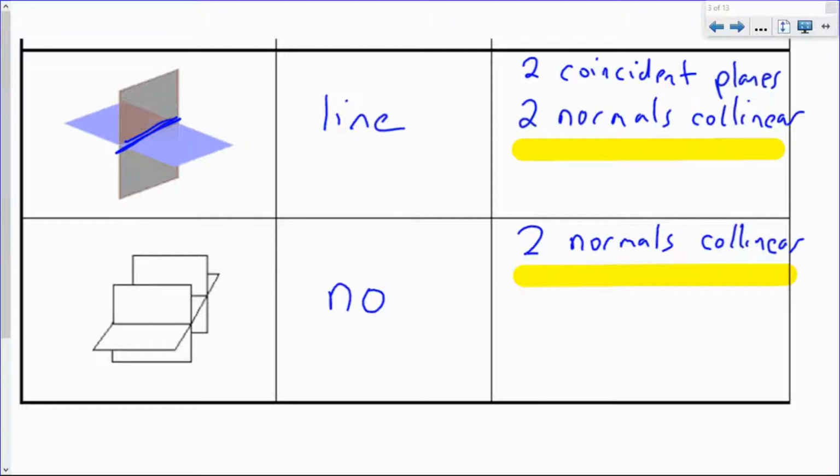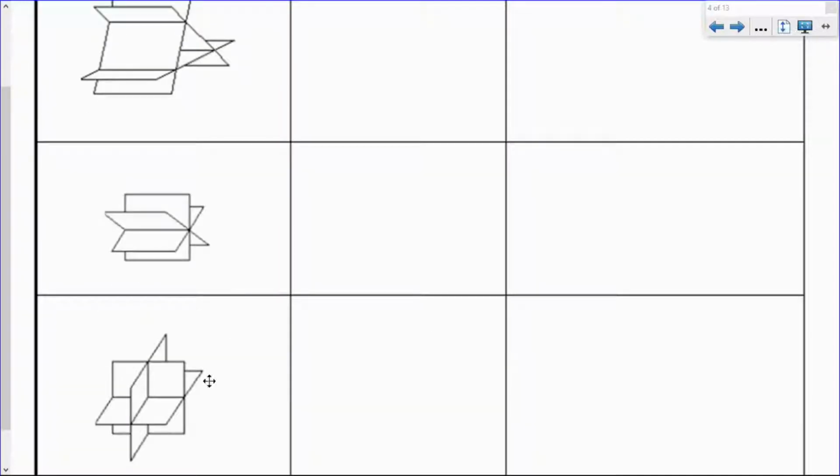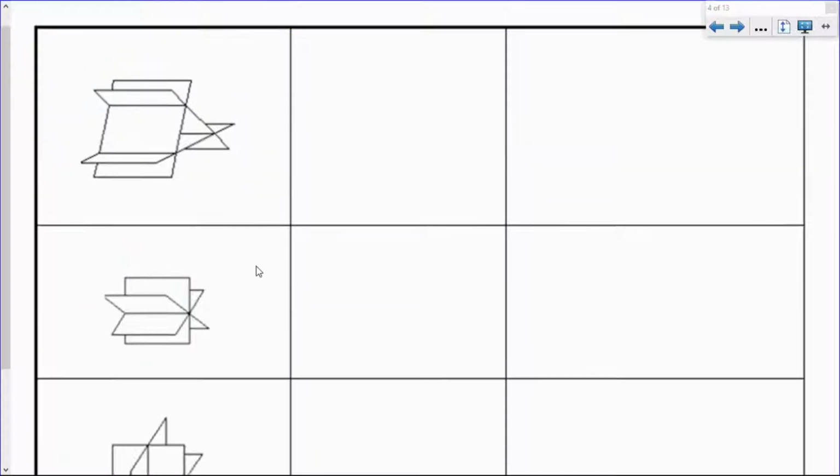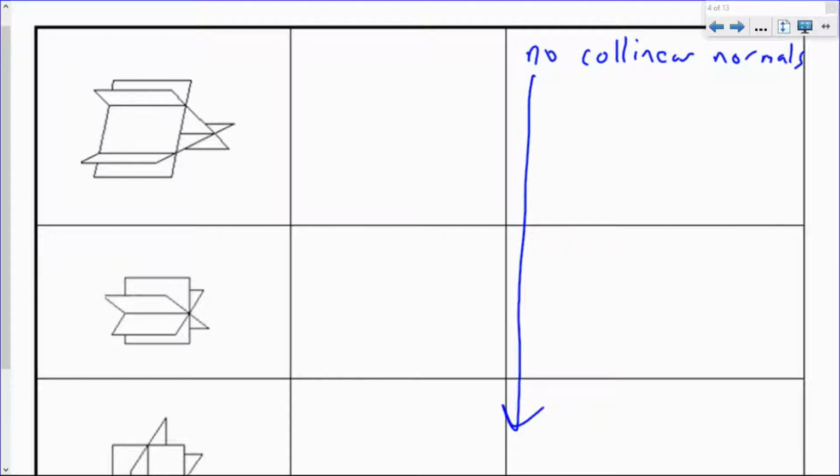So what about the example where none of the normals are collinear? Well, you have three different possibilities. In this case, none of the normals are collinear. Same with this picture here. Same with this picture right here. These are the last three possibilities for the intersection of three planes. These are the more interesting cases because these are when none of the normals are collinear. And that's true for all three of these examples. No collinear normals basically corresponds to none of the planes being parallel. So that's true for all three of them.